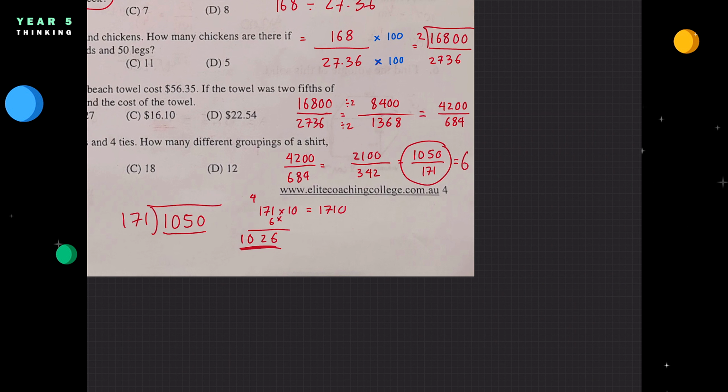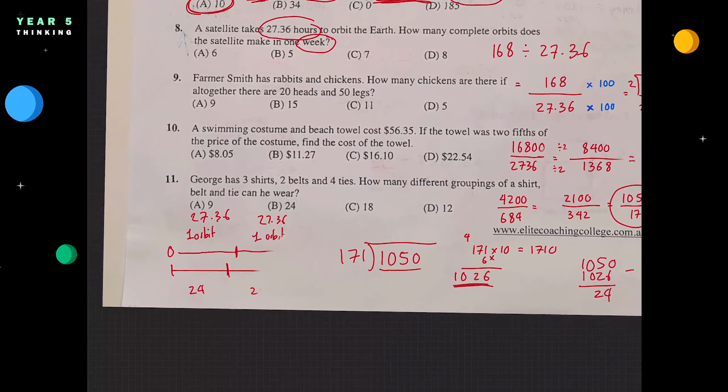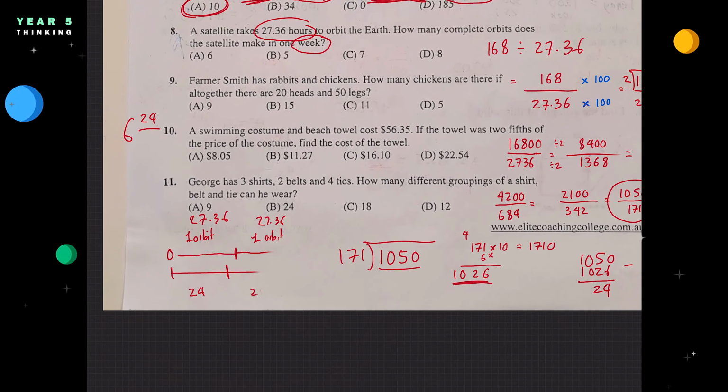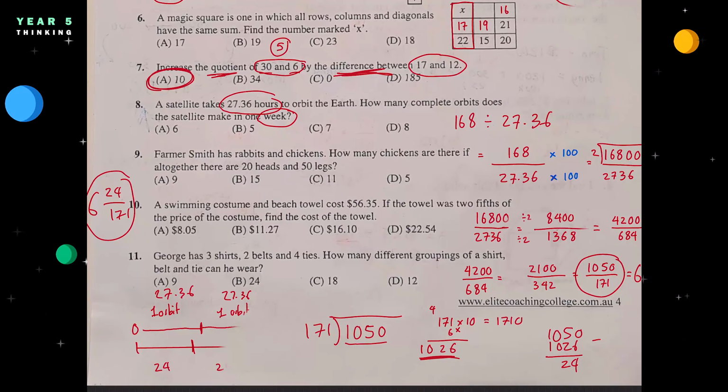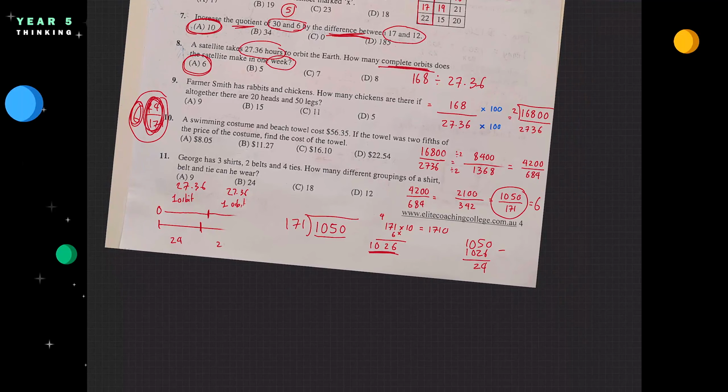Let's see what the fraction is. 1050 minus 126 will be 24. So what that means is you have 6 days and 24 over 171. So 6 and some fraction of a day. So the question is how many complete orbits? So 6 complete orbits and 24 out of 171. So therefore you want 6. Answer is 6 because you got 6 complete orbits. It hasn't reached 7 yet, so you haven't got 7 complete orbits. Okay, let's wrap this up.